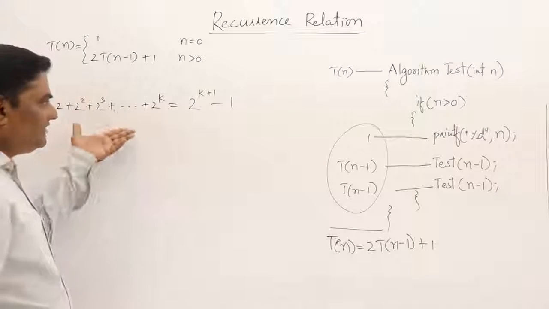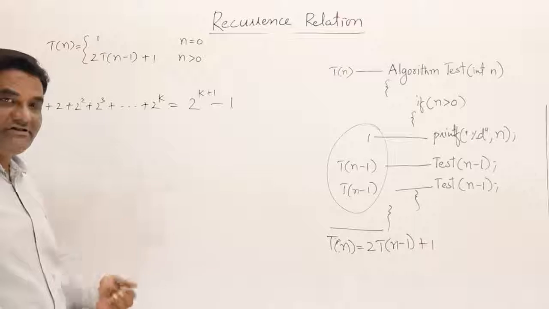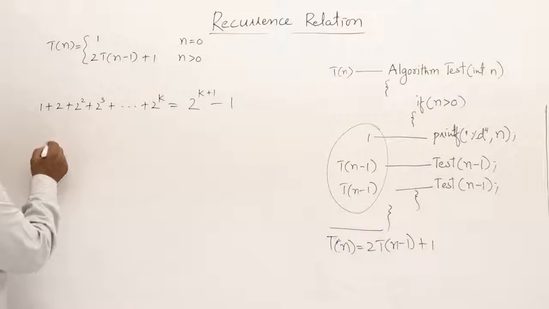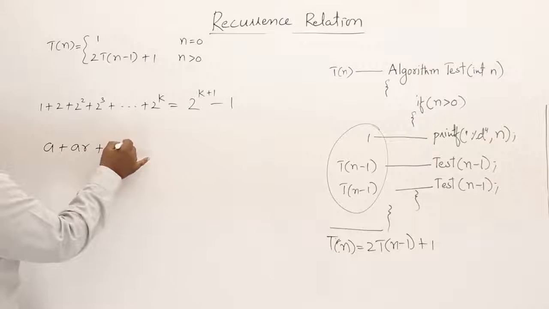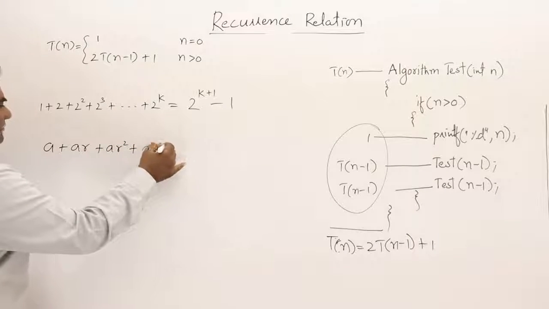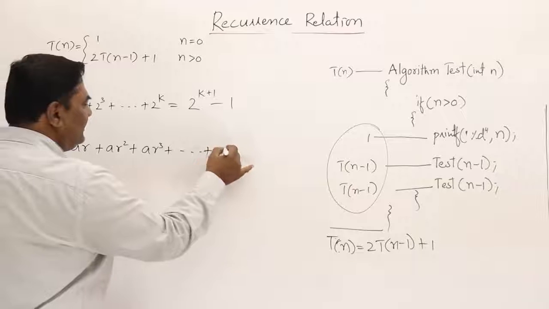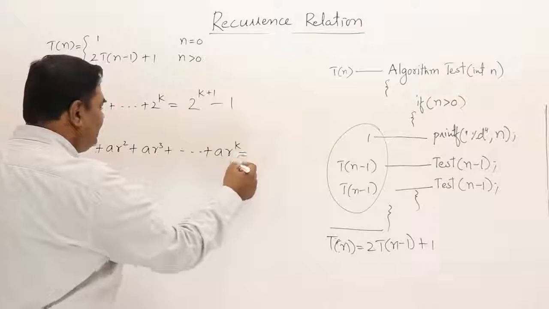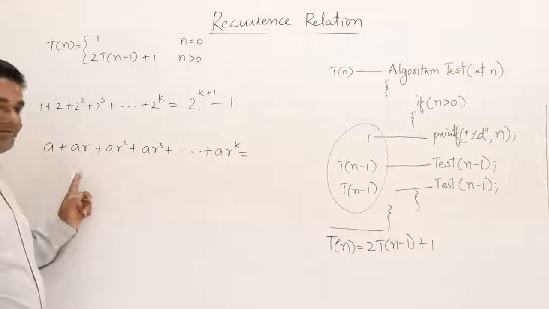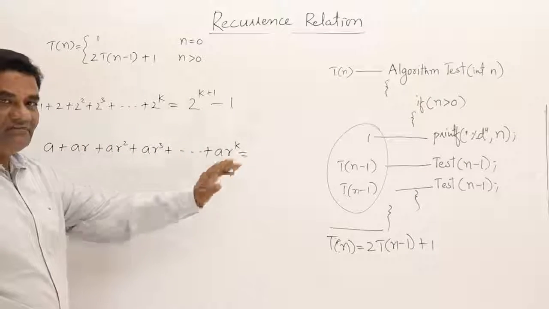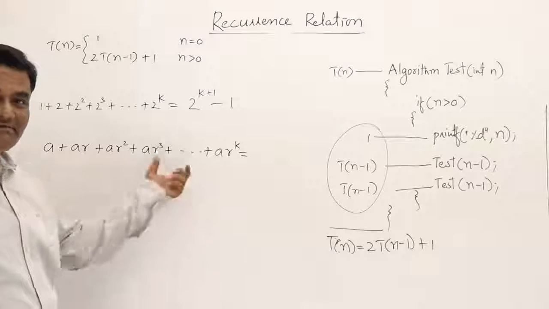How I got this, I will show you. This is the first time I am using it, so I will show you. If there is a GP series a plus ar square plus ar cube plus goes on to ar power k, where r is a common ratio and a is the first term, these are the sum of the terms of the GP series. This is the GP series.